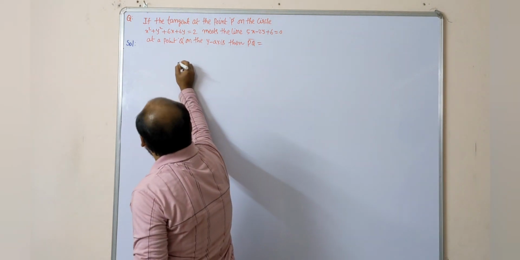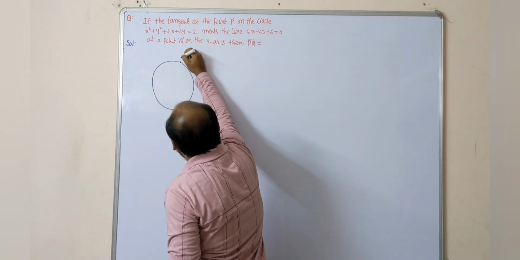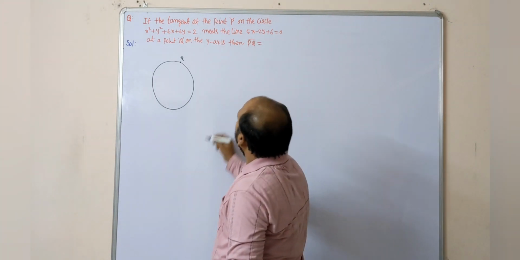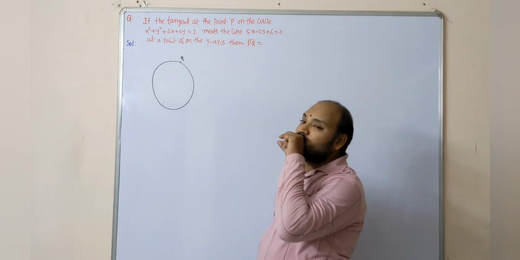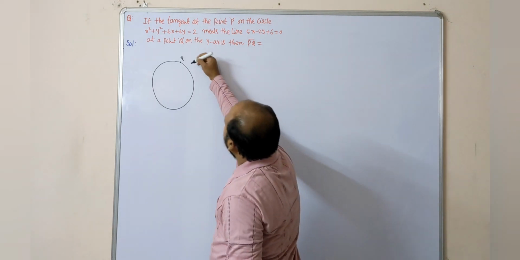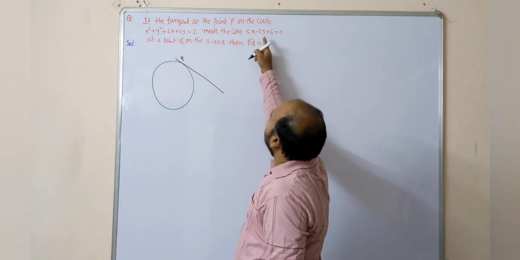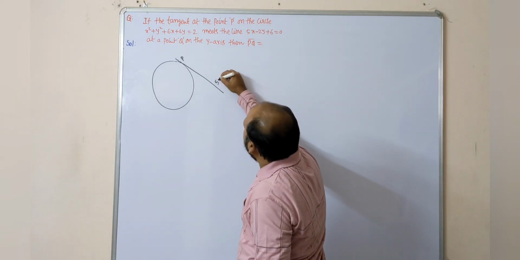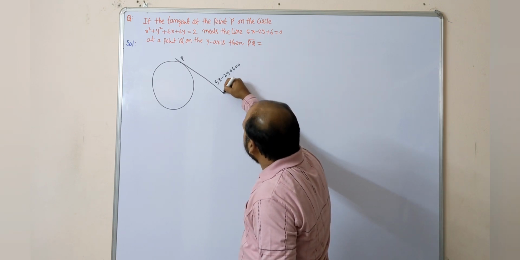So this is the circle equation. Here the point P is there, but we don't know that point. The tangent at point P on the circle meets the line 5x minus 2y plus 6 equal to 0 at the point Q on the y-axis. This is the tangent equation only.